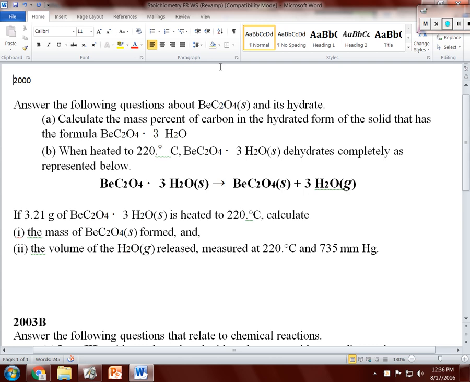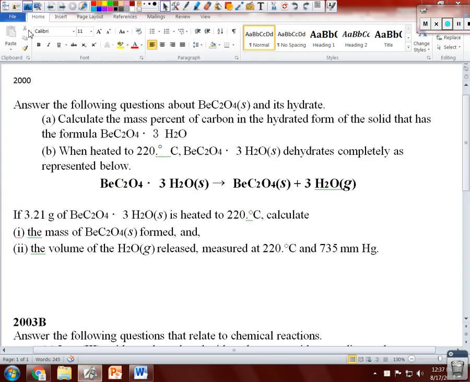So calculate the mass percent. Now, this is important. I want you to underline this word. Of carbon in the hydrated form of the solid that has the formula BeC2O4 trihydrate. Now, the first issue we're going to run into: what is the question? The mass percent of carbon. Anytime you see that P word, percent, you know that it is part over whole.